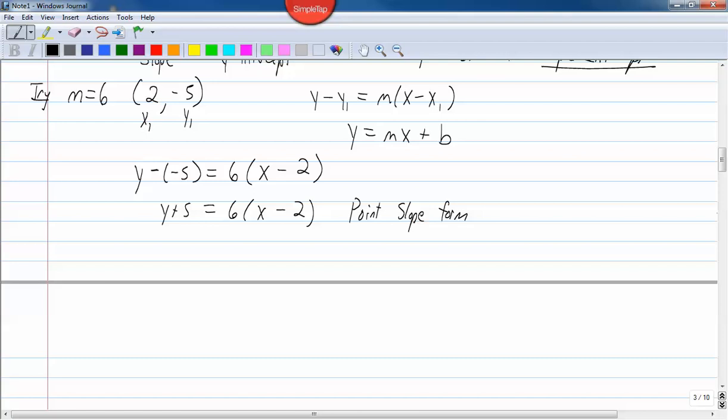Alright, now if I want slope intercept form, I'll multiply the 6 on the right side, so I'd have y plus 5 equals 6x minus 12, and then solve for y. So y equals 6x minus 17. Alright.